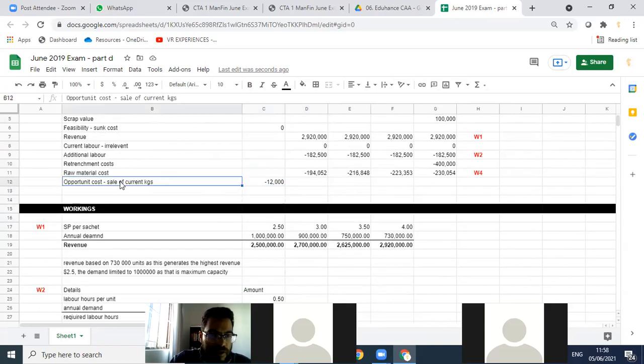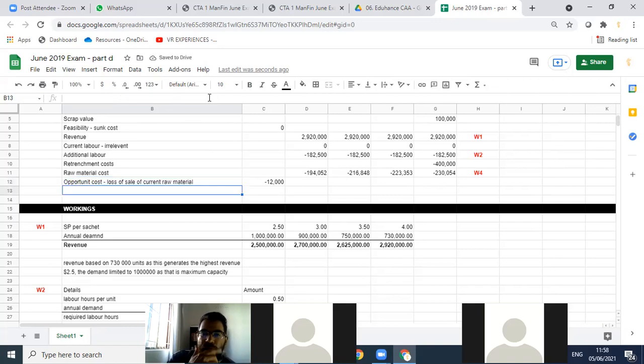Maybe just label it loss of sale of current raw material. Remember we have raw material on hand, 40,000 kgs. We can currently sell it for 30 cents per kg. But if we use it in the process, we're going to lose out on the sale. So just take note of that.